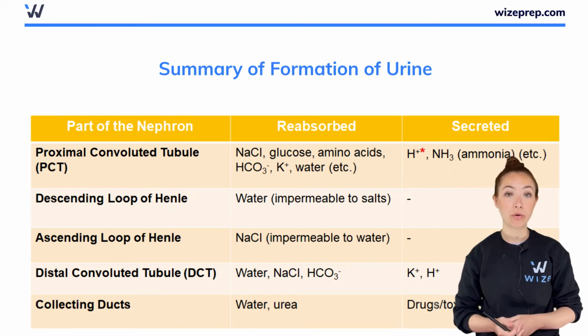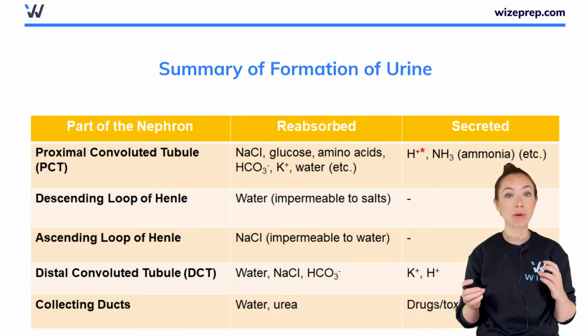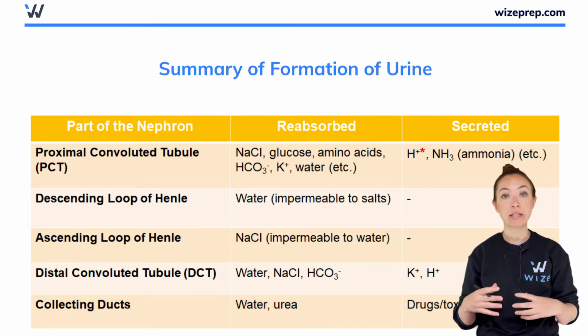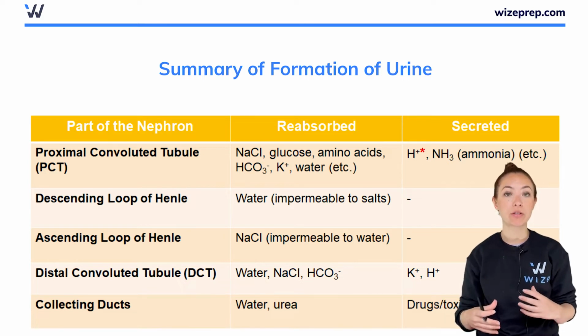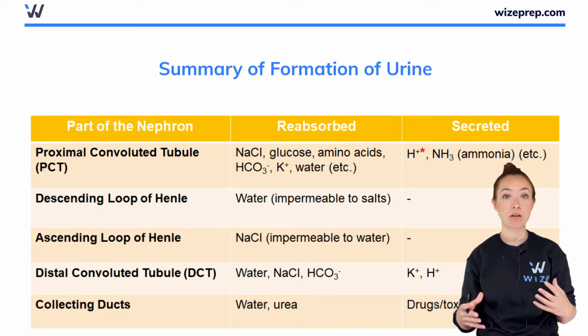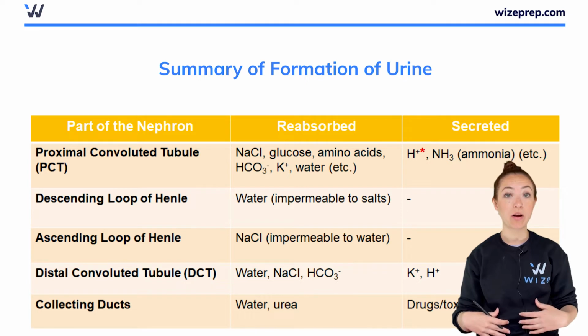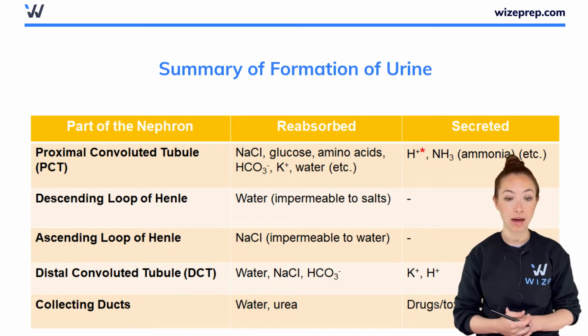So let's go over an overview and summary of all we've covered in this chapter. You're not likely to be asked about small, minute details of everything that's absorbed in each of the parts of the nephron, but I think just having an idea of everything that's going on and keeping in mind some of the major concepts will be very helpful on the MCAT.